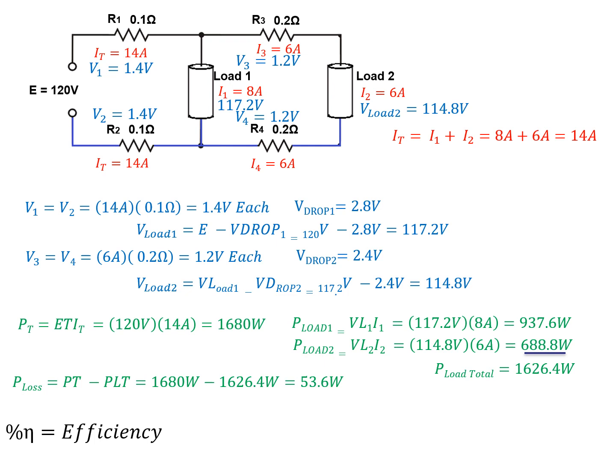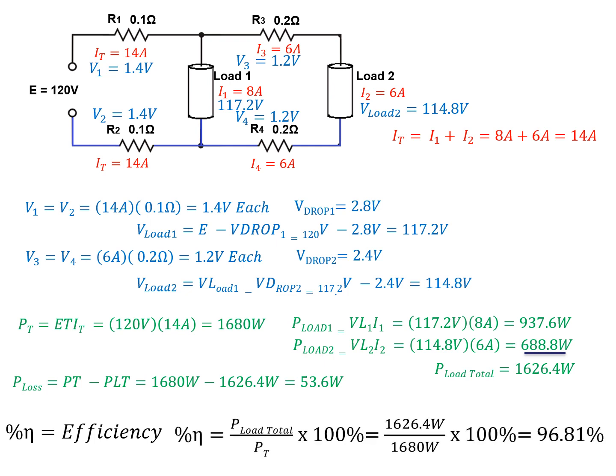With that information in hand, we can calculate our circuit efficiency, and for this example, it works out to be about 96.8. So hopefully, if you worked yourself through that, you get the same answers I did. Or hopefully, I got the same answers you did.